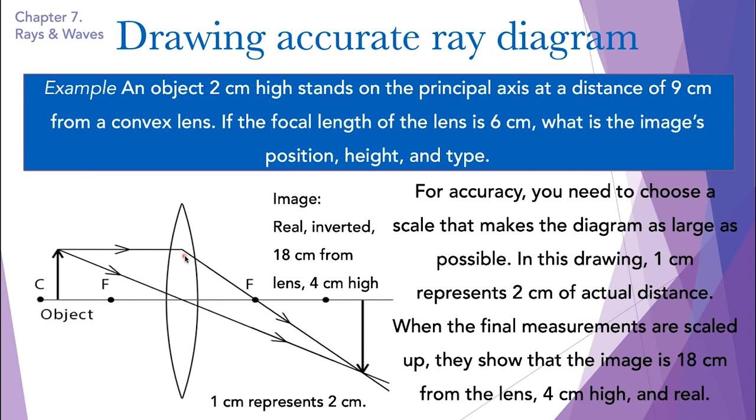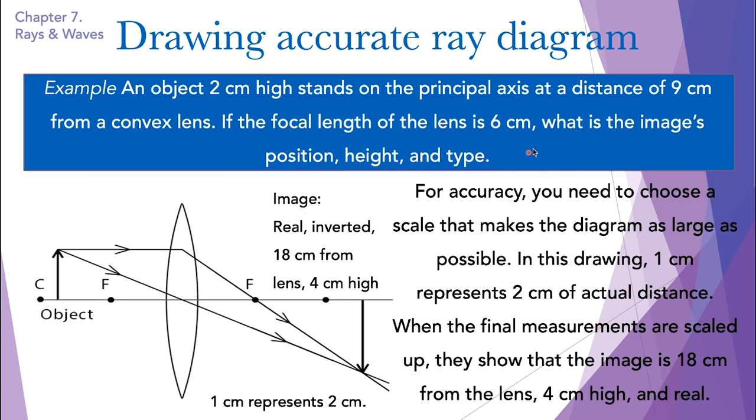Remember, this diagram here is not measured accurately with these measurements. I've just put this diagram here for demonstration. In actuality, when you make the ray diagram, it's going to be quite different from the diagram shown here. So, we mark the position of the convex lens. Now, if the focal length of the lens is 6 cm, what is the image's position, height, and type? So here we have the focal point of the lens.